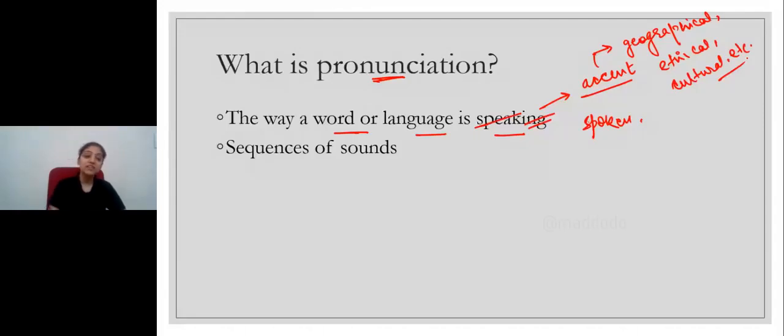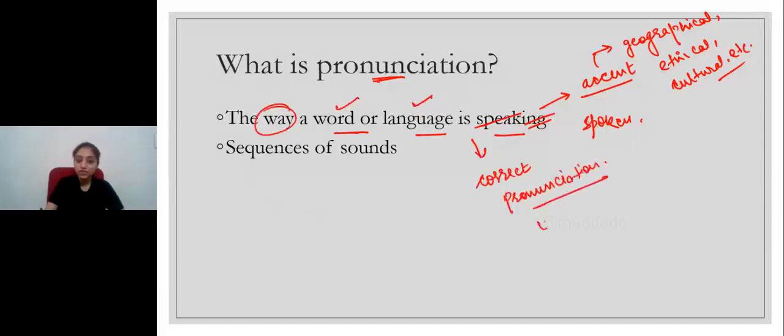But what we are aiming at is the way we speak a word or a language, the sounds that we utter. So what we are aiming at is essentially correct pronunciation. We need to utter those sounds correctly. This is what the next part of the introduction is telling you.